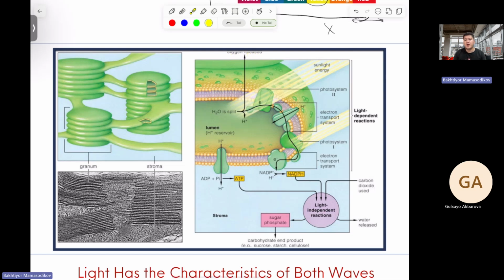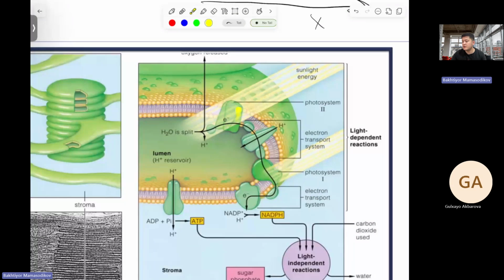These products then power the next stage, which is called the Calvin cycle. This is the light-dependent reaction. This is the light-independent reaction. These products, ATP and NADPH, and also carbon dioxide, then power the next stage, the Calvin cycle, or light-independent reactions. Okay, so sunlight is hitting photosystem II. As you can see here, these are the photosystem II, and inside them they have the chlorophylls.